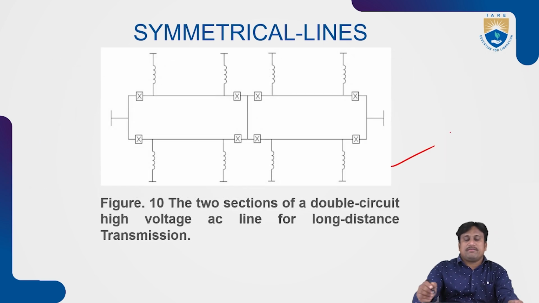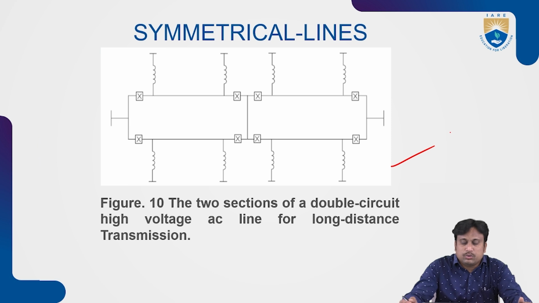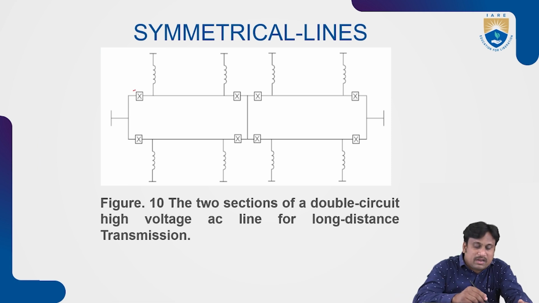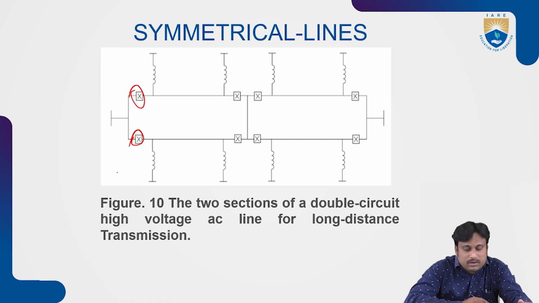This diagram describes two sections of a double circuit high voltage AC line for long distance transmission. This may be considered with multiple sections, meaning the number of sections is designed here to consider the high voltage AC line. It is ready to be taken over along the long distance of the transmission network.